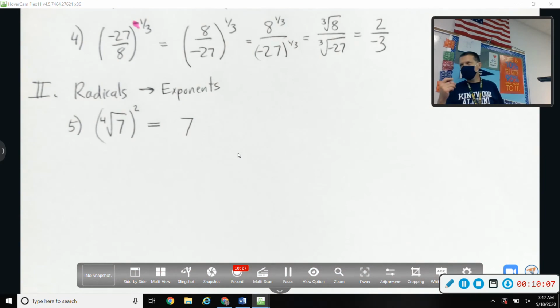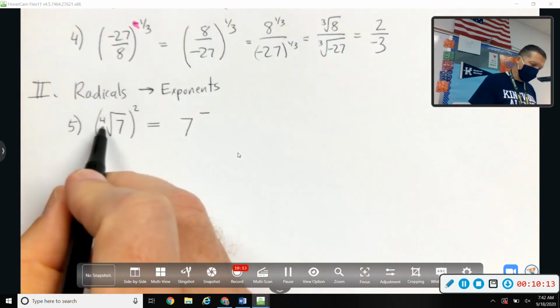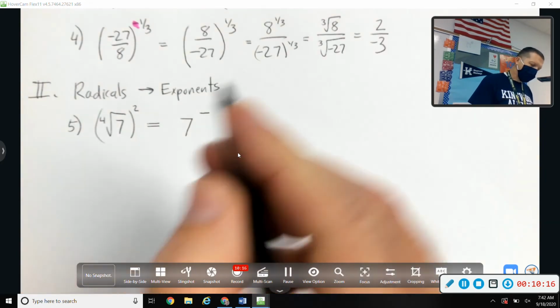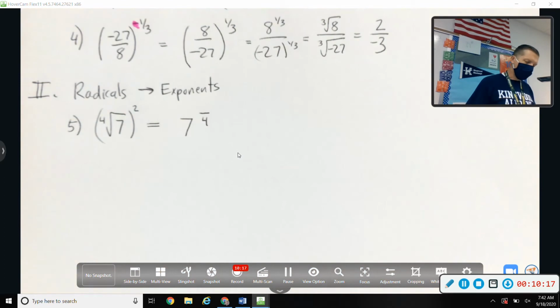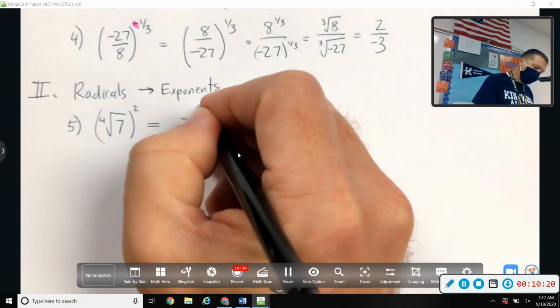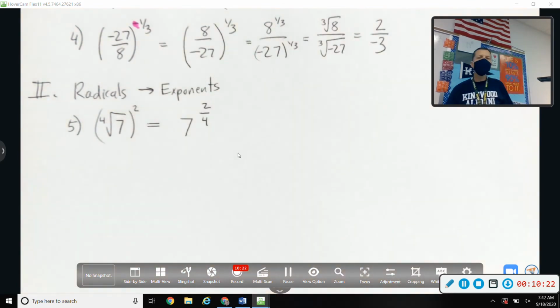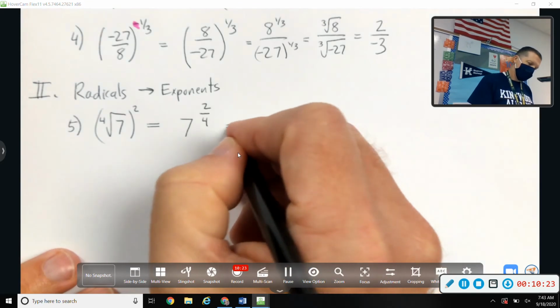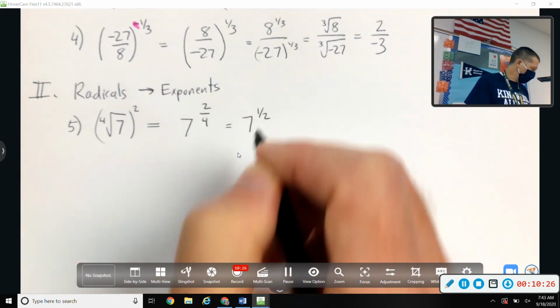So it's still the flower power thing. The power grows on top, the root grows underneath. We're just using that in reverse. So the root is 4, so it goes on the bottom. The power is 2, it goes on the top. And so that would be 7 to the 1/2.